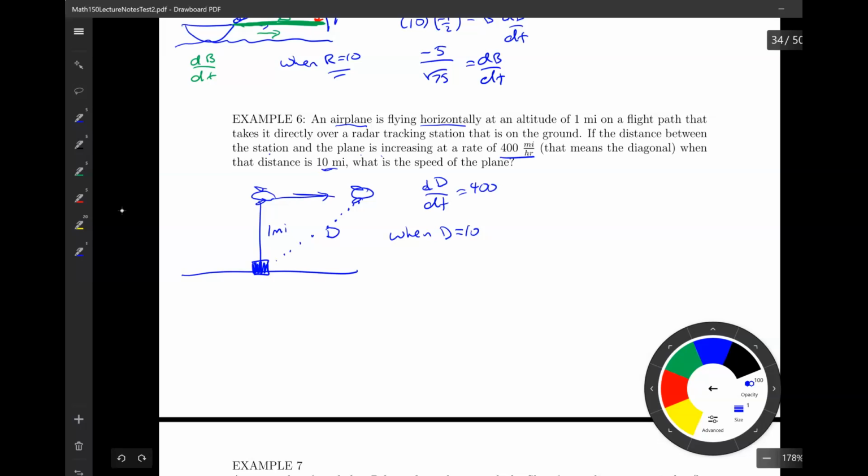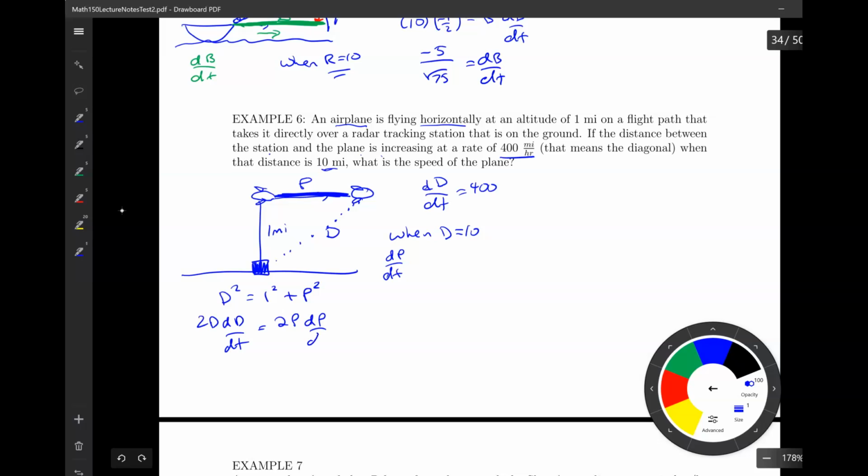What is that talking about? That is talking about how fast this length is changing. So let's give it P for plane. So find dP/dt. All right, so I think I've got an equation going here, right? I've got D squared is equal to 1 squared plus P squared. Ready to go. Let's take a derivative.